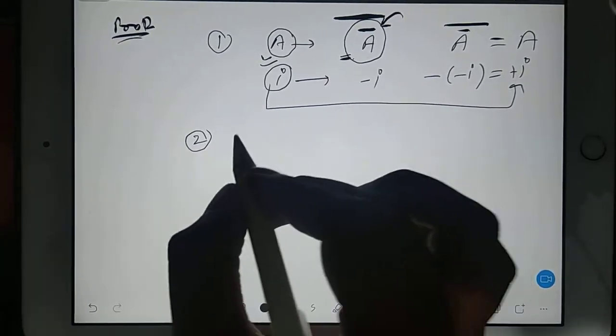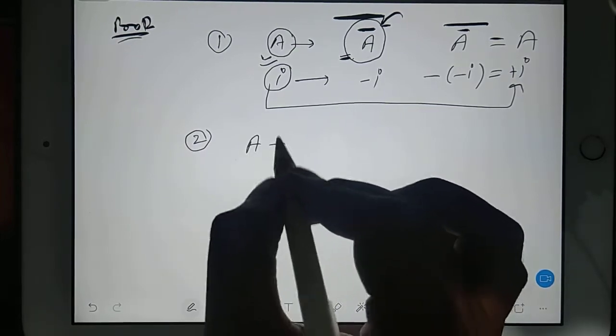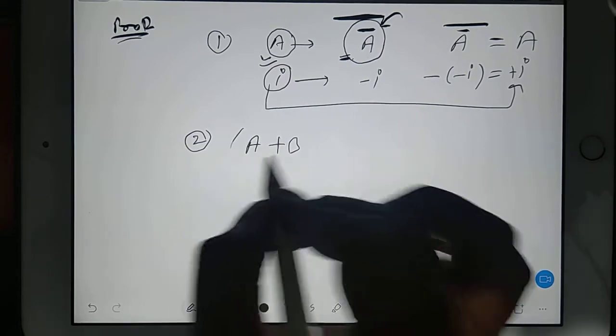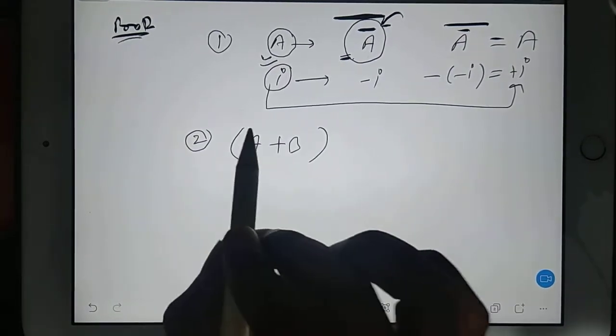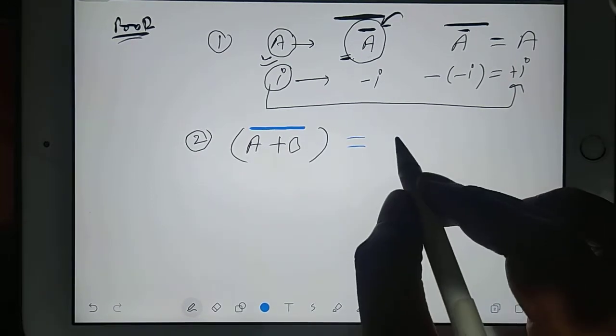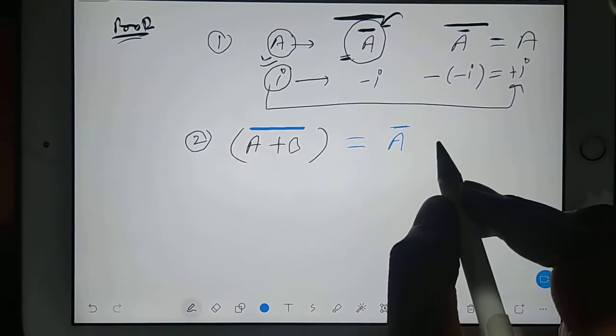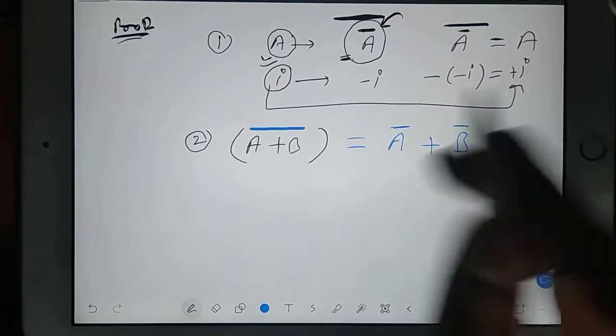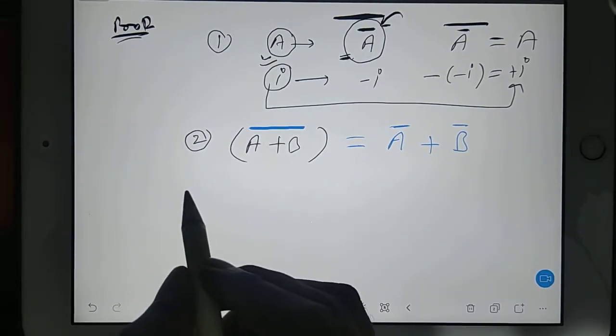Now the next property. If you have added 2 matrices A and B, and after the addition of both matrices, whatever answer is coming, you find the bar of that answer. That will be nothing but first you find the separate conjugates, and then you add both. Those will be equal.